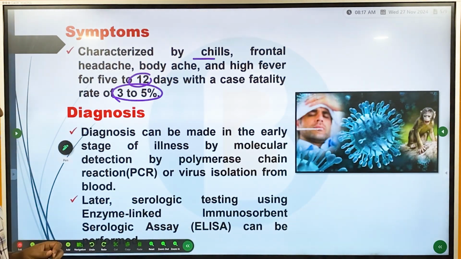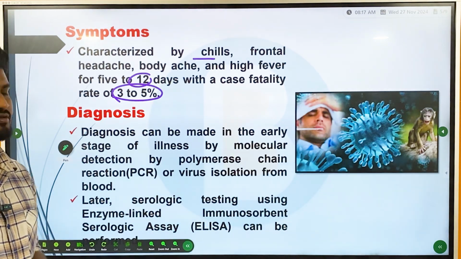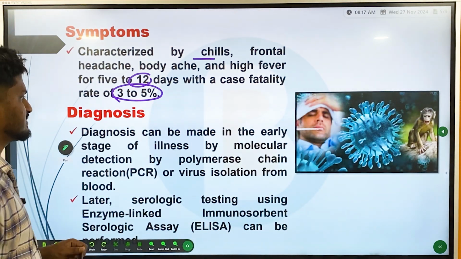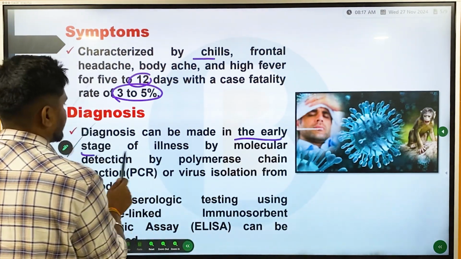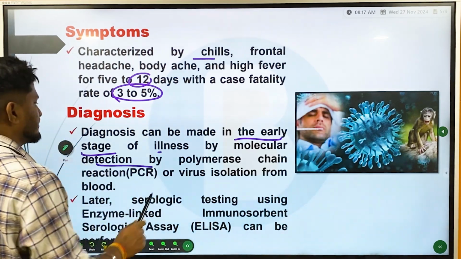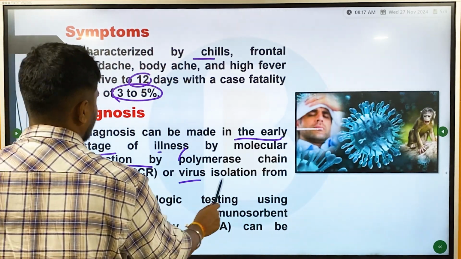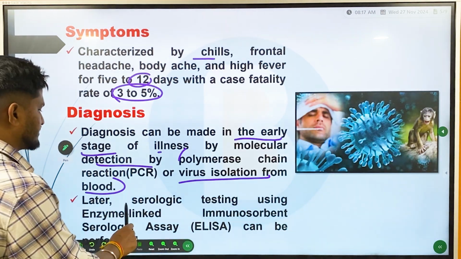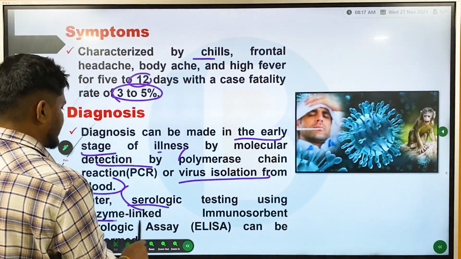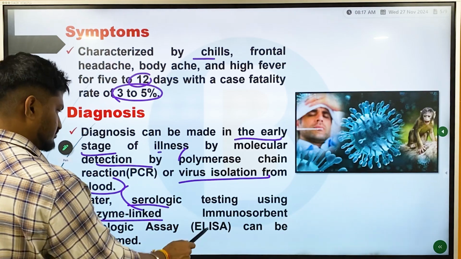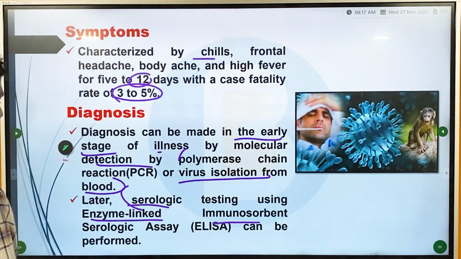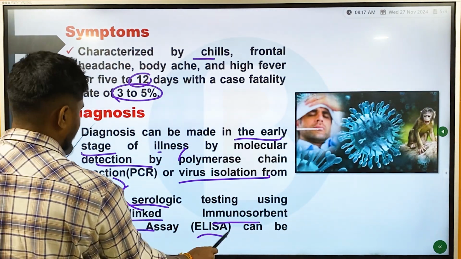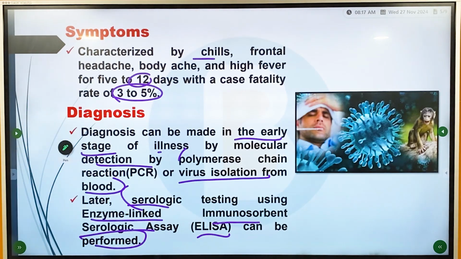And then the diagnosis is how you are going to identify the disease, whether a person is carrying this virus or not. So the diagnosis can be made in the early stage of illness by molecular detection, by polymerase chain reaction, or virus isolation from the blood. Okay, and then later a serological test using enzyme linked immunosorbent serologic assay, that is the ELISA test, can be performed. Okay, there are two tests, that is the ELISA test. Everyone should know about the ELISA test.